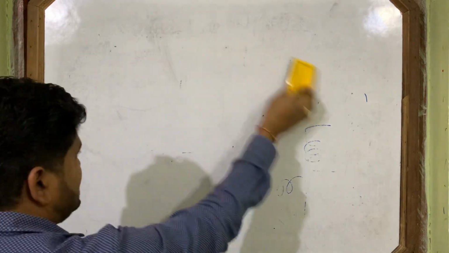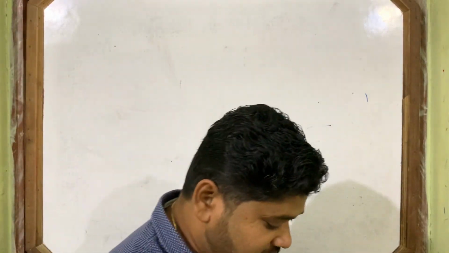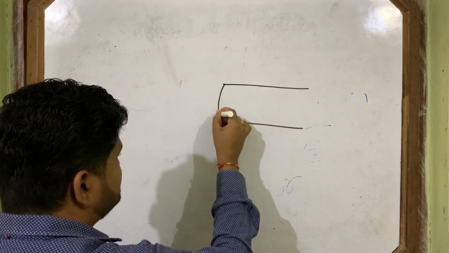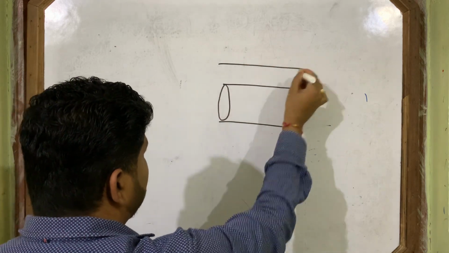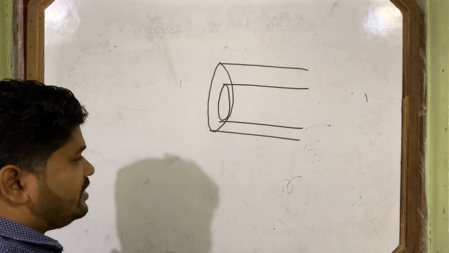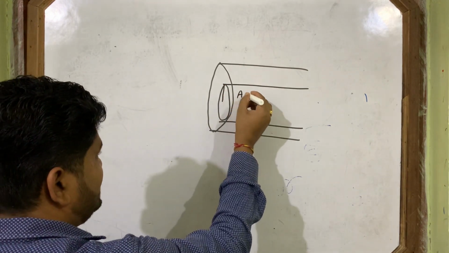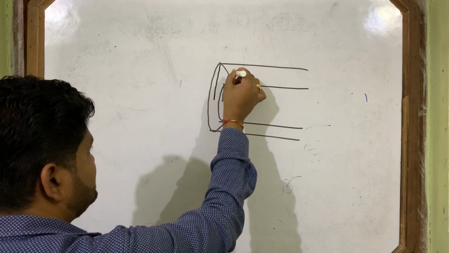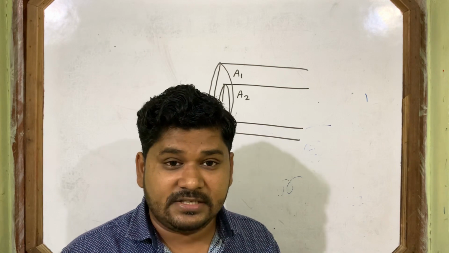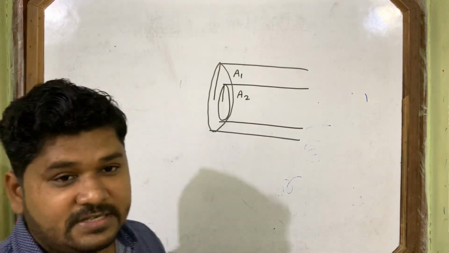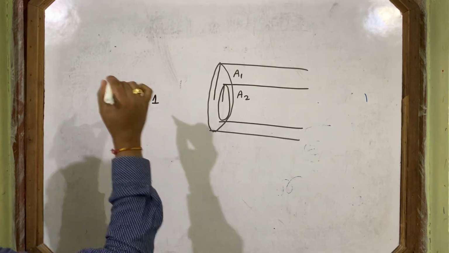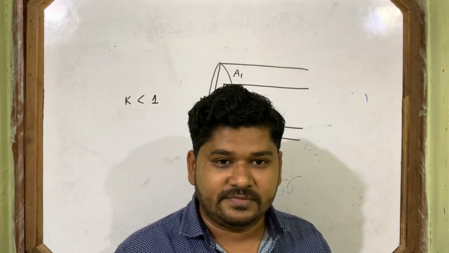One question from this I can give as homework. Sometimes this question comes in exams. Two coaxial solenoids are there, one is this coil, one is this coil, of different areas of cross section, you can take them as A1 and A2. You have to prove that here K is less than 1.